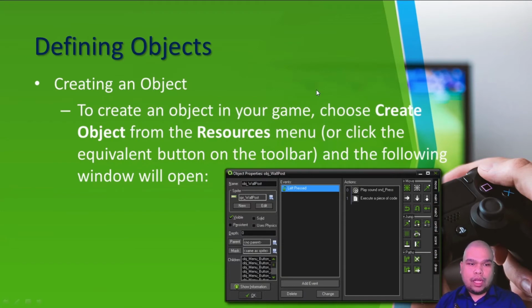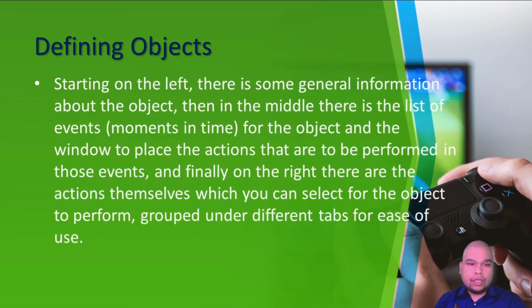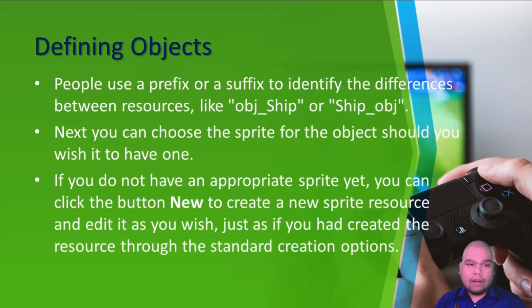So let's proceed to creating objects. To create an object in your game, choose Create Object from the resource menu or click the equivalent button on the toolbar, and the following window will open. Starting on the left, there is some general information about the object. Then in the middle, there is the list of events for the object and the window to place the actions that are performed for those events. And finally, on the right, there are the actions themselves, which you can select for the objects to perform, grouped under different tabs for ease of use.